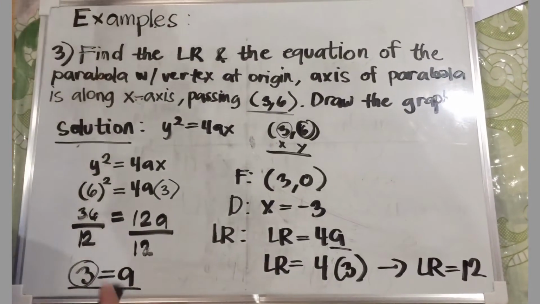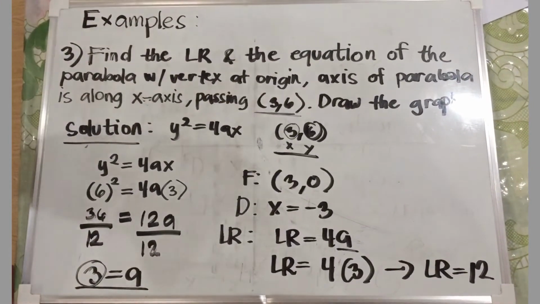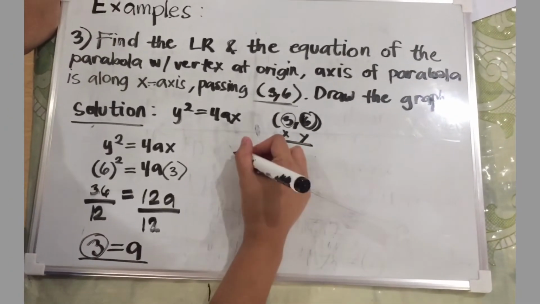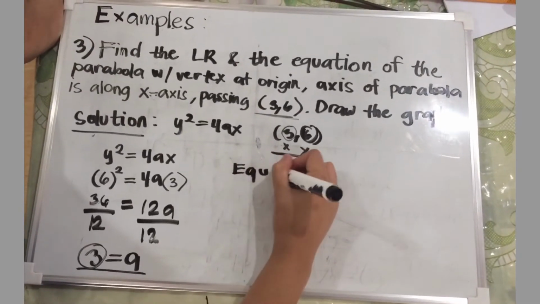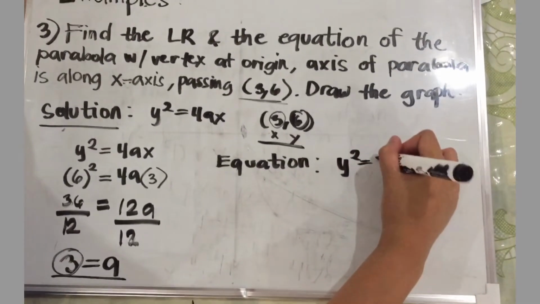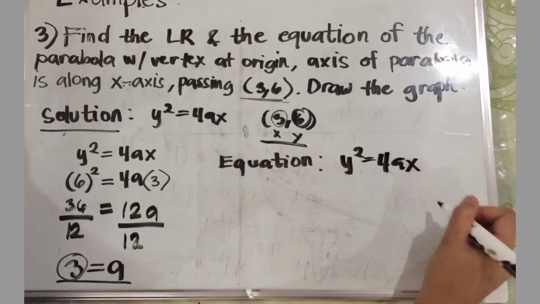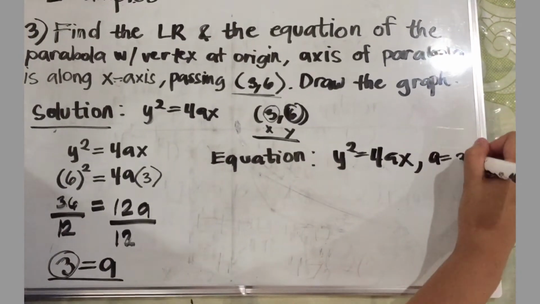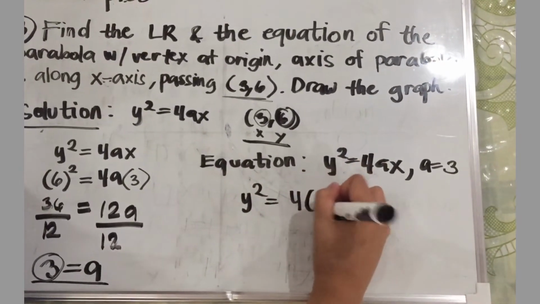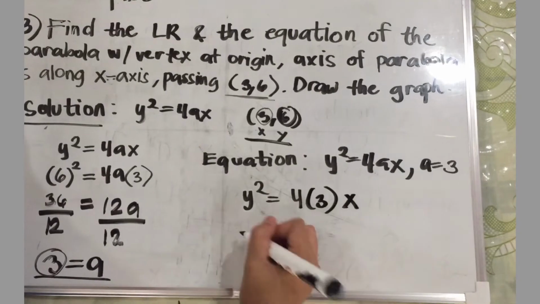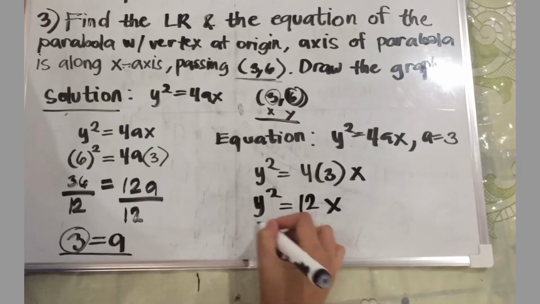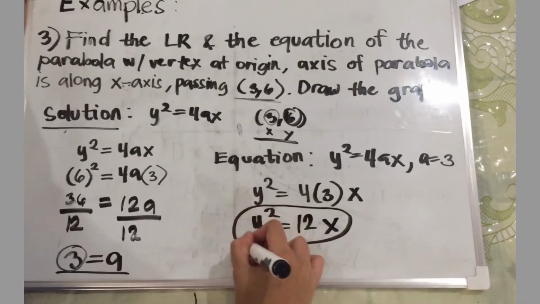So since we completed the parts, we can find the equation. So the equation of the parabola, from the standard form, y squared equals 4ax, where a is equal to 3, y squared equals 4 times 3x. So the answer is y squared equals 12x. So this is the equation of the parabola.